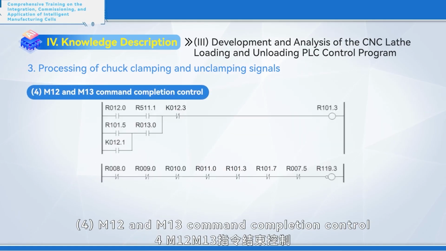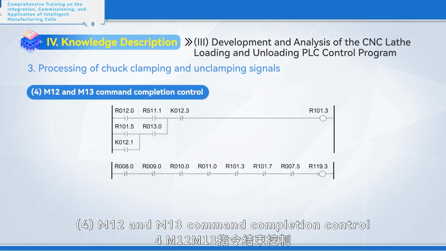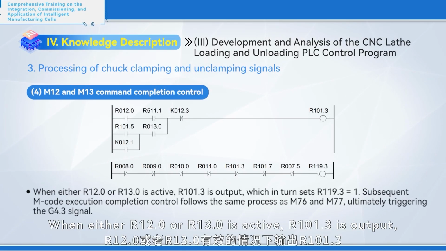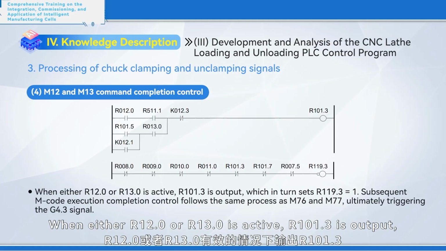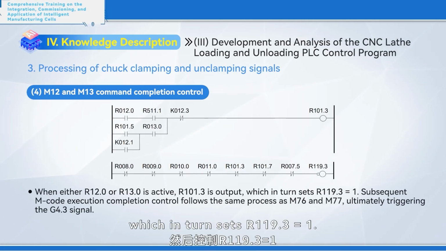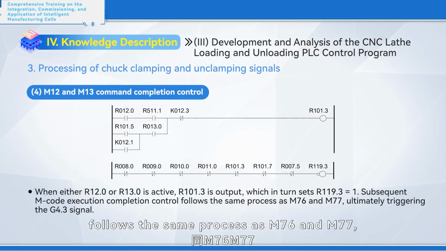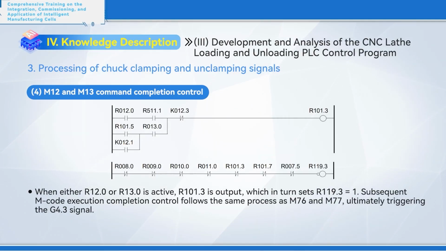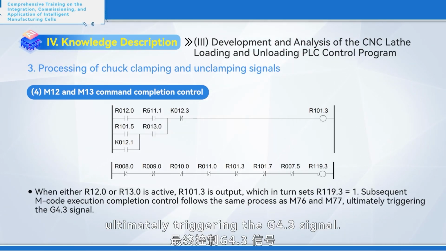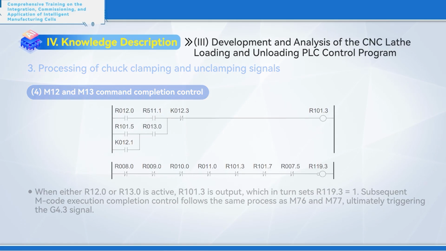4. M12 and M13 command completion control. When either R12.0 or R13.0 is active, R101.3 is output, which in turn sets R119.3 equals 1. Subsequent M-code execution completion control follows the same process as M76 and M77, ultimately triggering the G4.3 signal.